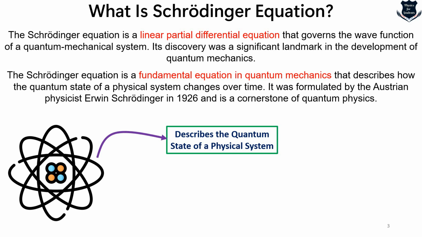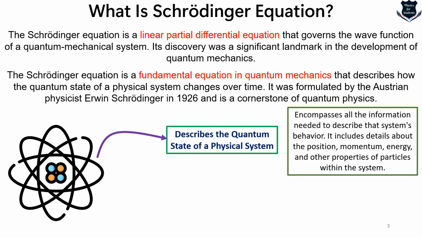First, it describes the quantum state of a physical system. What do I mean by that? It encompasses all the information, all the vital statistics needed to describe the system's behavior. It includes details about position, momentum, energy, and so on.